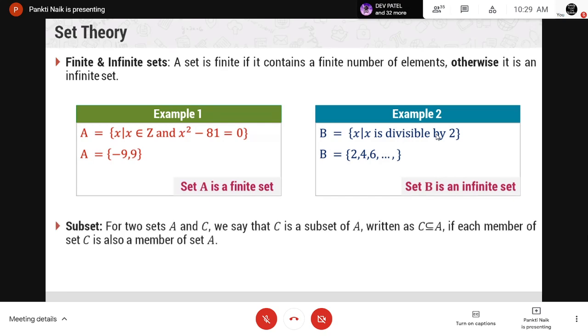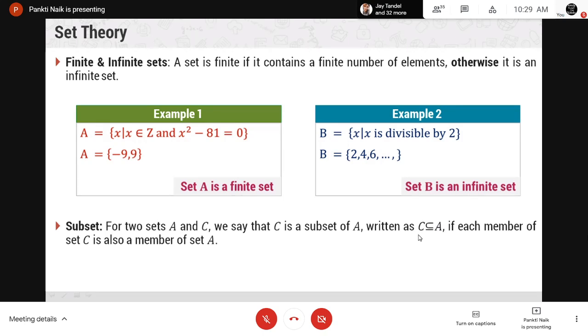Now, the next term used in set theory is subset. For two sets A and C, we say that C is a subset of A, written like this. C is a subset of A.